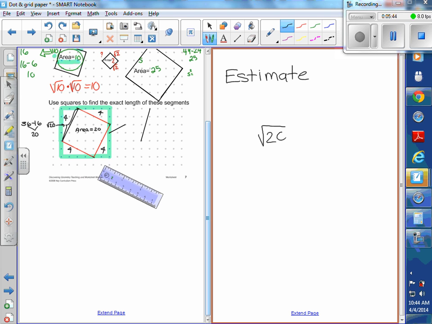Let's see, Emerson, what perfect squares does that fall between? Would be the 25, which is 5 squared, and 16, which is 4 squared. Right. Okay, so therefore the square root of 20 is somewhere between 4 and 5.